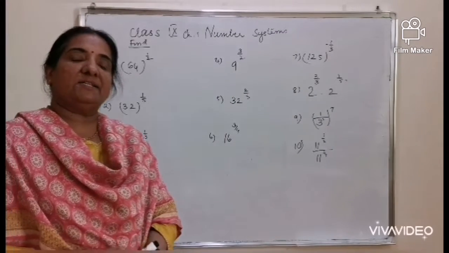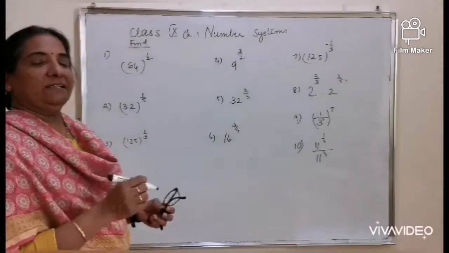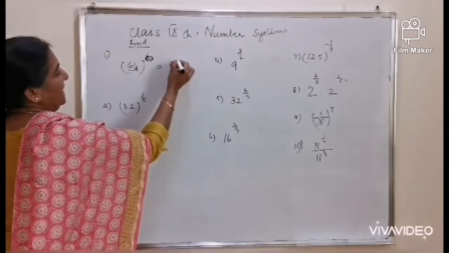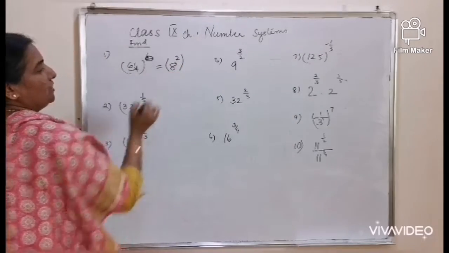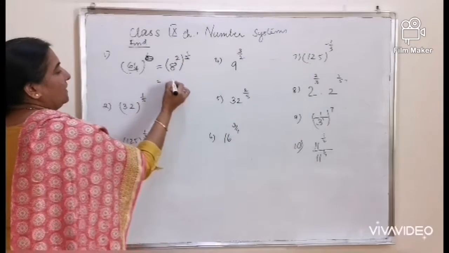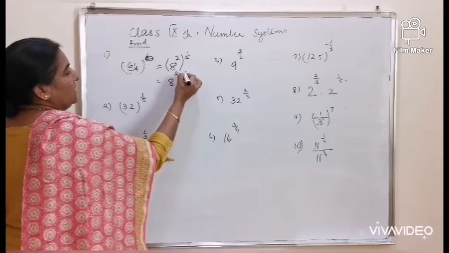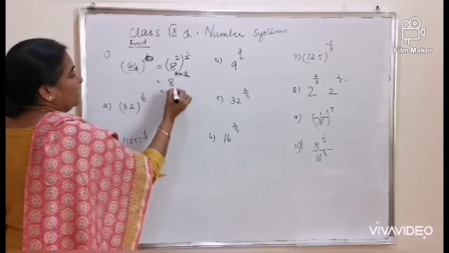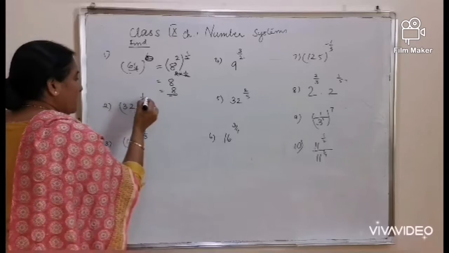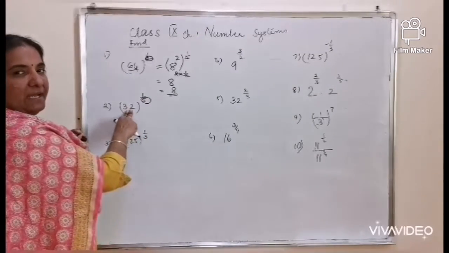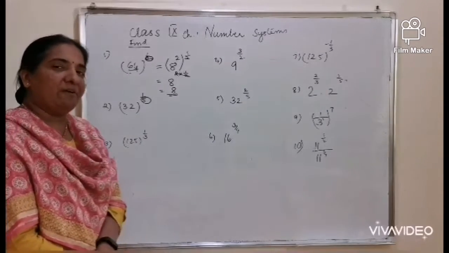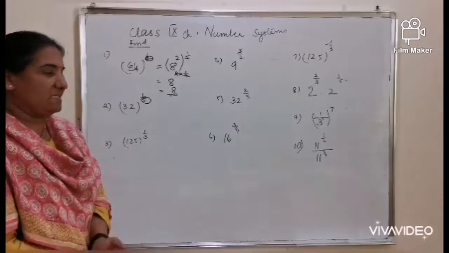The question is find or simplify. The method is 64 can be expressed as 8 square to the power of 1 by 2. The law as a to the power of 2 into 1 by 2, or the answer becomes 8. Similarly, express 32 as a base with the power 5. What is that base number?